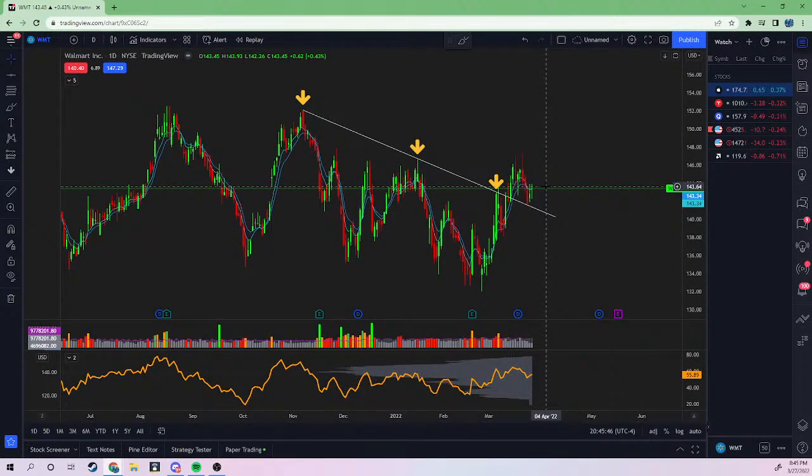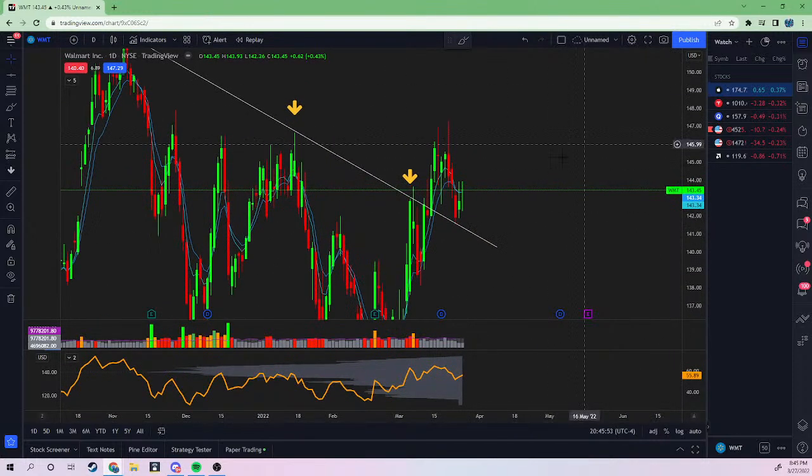So Walmart broke that downtrend, came up, retested. But what I'm not liking are these really large wicks on both sides. That's the one thing about Walmart, is it has a lot of whipsaw action.